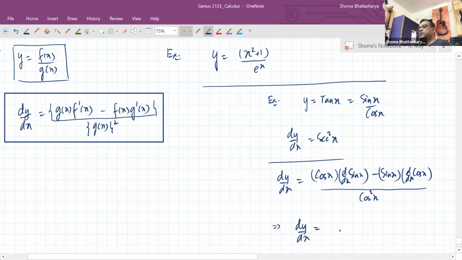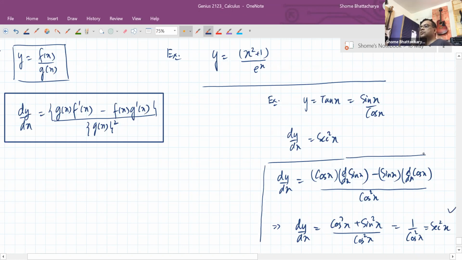So that is how you can prove that tan x's differentiation is sec square x, provided you already know that the differentiation of sin and cos are what they are. Okay. And you know the identity that sin square x plus cos square x is unity for any value of x. And of course, you know that 1 upon cos x is sec x. Okay. So this is a very easy way to just quickly verify this formula.